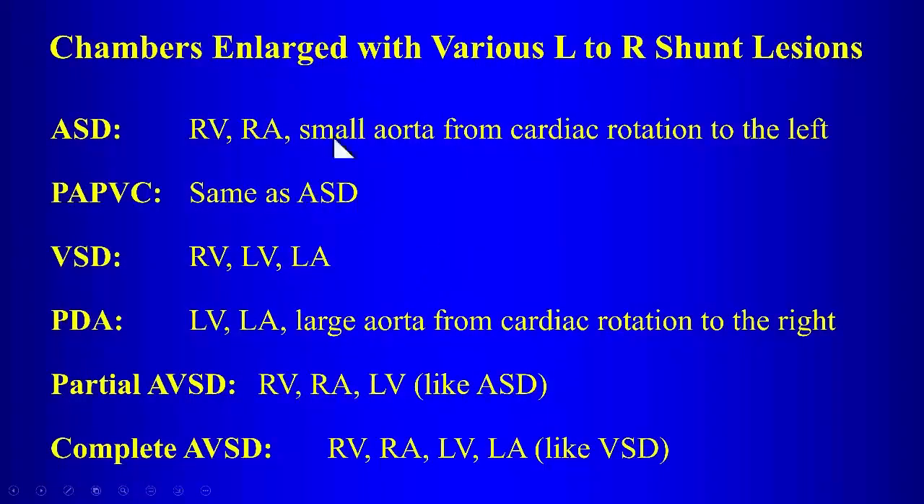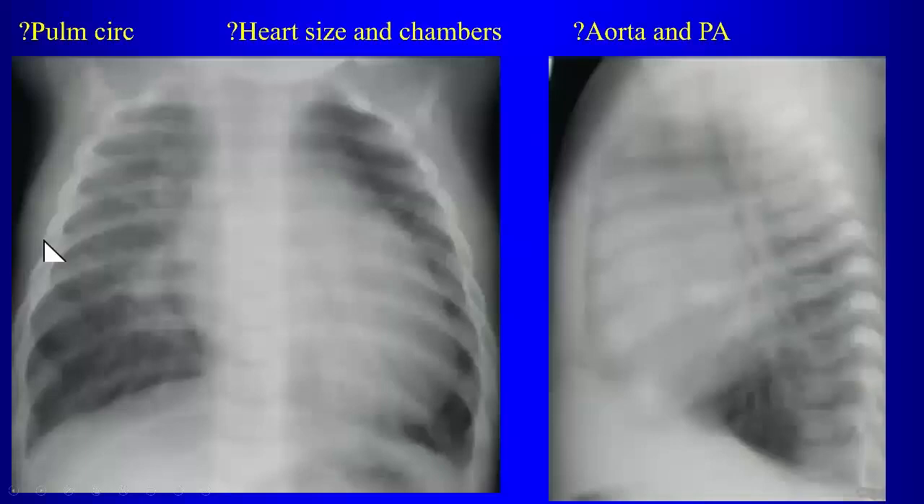Right. So make sure that you know what chambers are enlarged, depending on the different shunt lesions that we are talking about here. So for this case, pulmonary circulation is increased. The question you ask: cyanotic? The patient is not cyanotic, so in the category of left to right shunts.